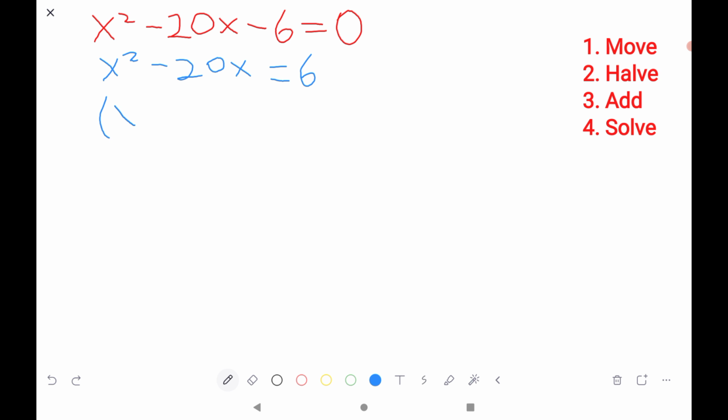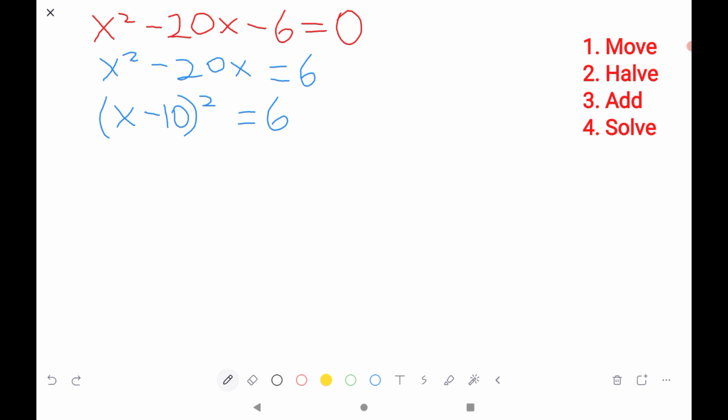So again, we just write out our bracket, square the bracket, and inside we want to write x plus half of this value here. So half of negative 20 is negative 10, which means we want to write a negative 10 inside. So in this case, it's going to be a minus sign, not a plus inside the bracket, because, as I said, half of minus 20 is minus 10. The rest of the equation remains unchanged, as usual.